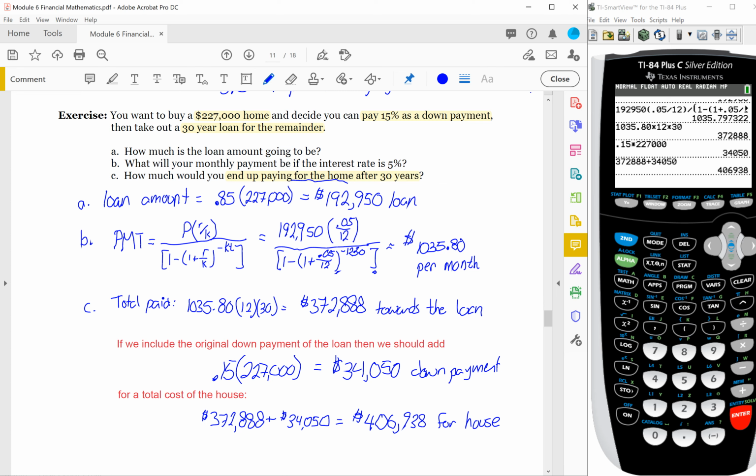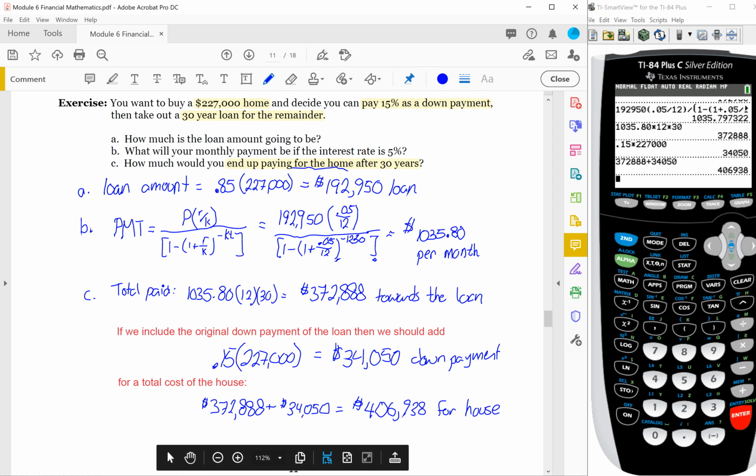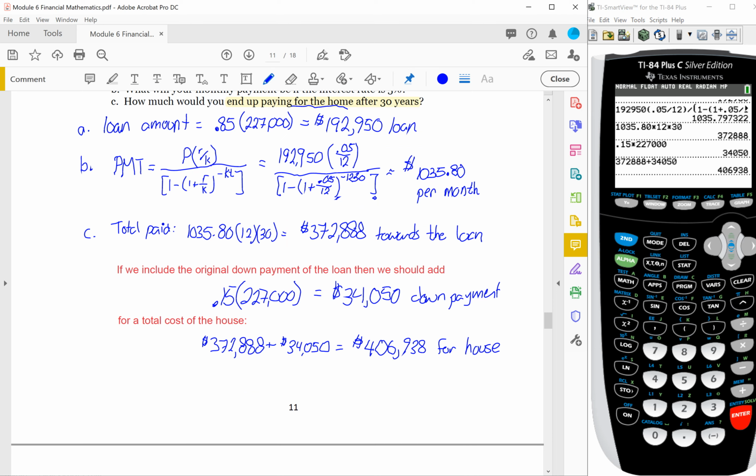Okay, now this seems a little expensive, but this is the cost of buying a house. Remember, we're buying a $227,000 house, but we don't have $227,000. So how do we afford our house? Well, we take out a loan, and we're going to be paying interest on that loan. We're going to be paying interest to use somebody else's money to buy our home. So we end up paying a total of $406,938 for this house.